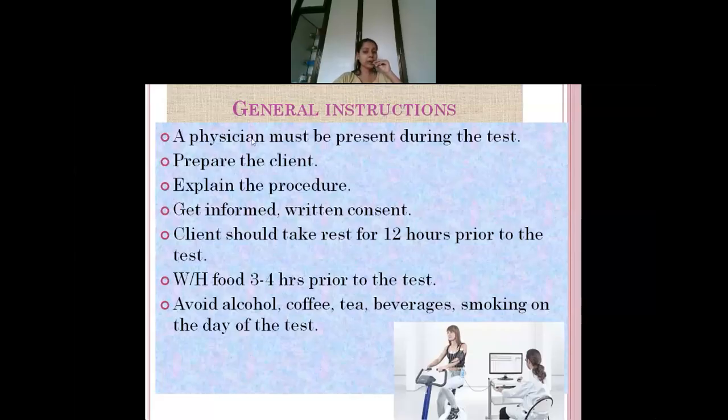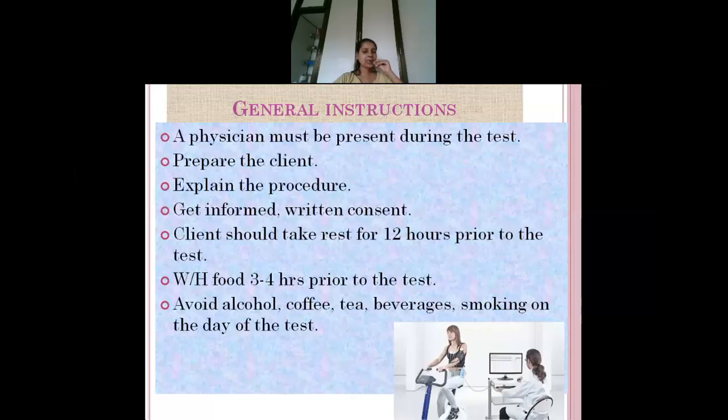Then explain the procedure well, like you have to tell them how they will be made to walk, then the vital signs will be monitored, all that has to be explained. Then take the consent from the patient and the patient party. And tell the person to take adequate rest, not to exercise for a long period of time, and not to take a very heavy meal before the procedure.